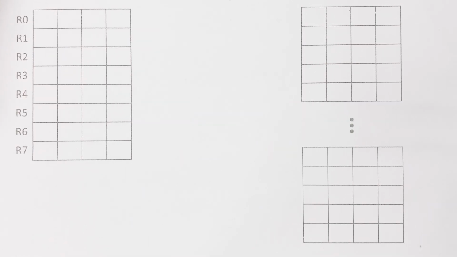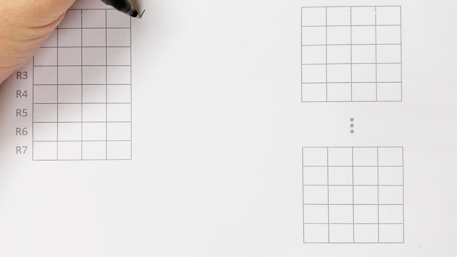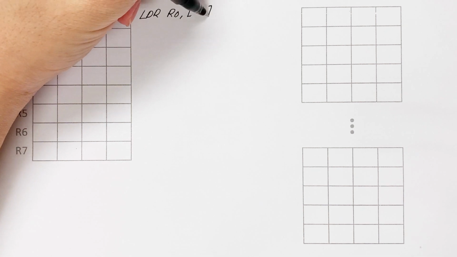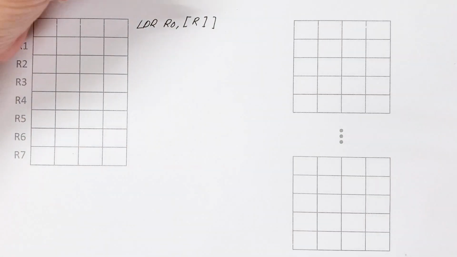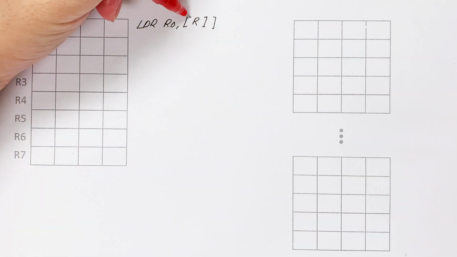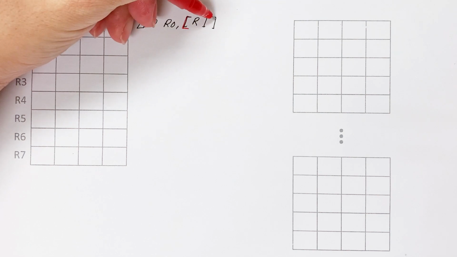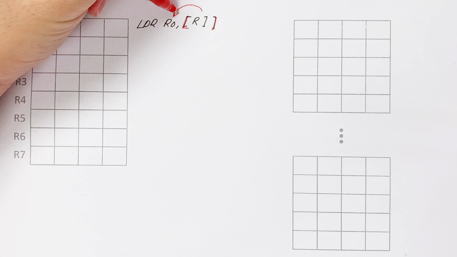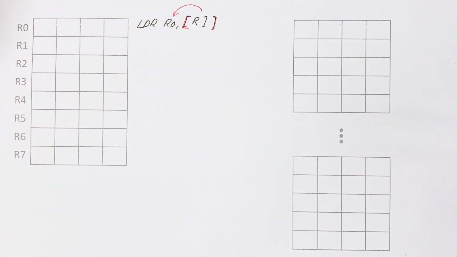Let's summarize what we have learned so far. We started with register indirect addressing mode, where we copy the data from the memory as given by the square bracket and store it to the destination register.